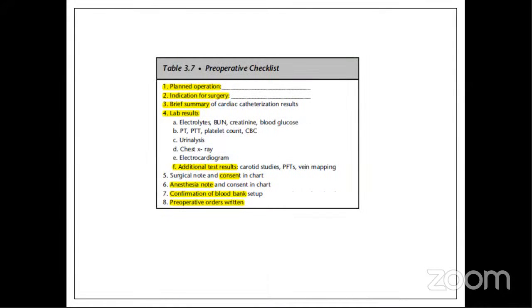This checklist is for the day before surgery: what is the planned operation, what's the indication for surgery, a brief summary of the case, what are the lab results, the anesthesia note and any recommendations or orders, check for the availability of blood, and preoperative orders, which include keeping the patient NPO after midnight, chlorhexidine bath, and clipping or shaving the surgical site.